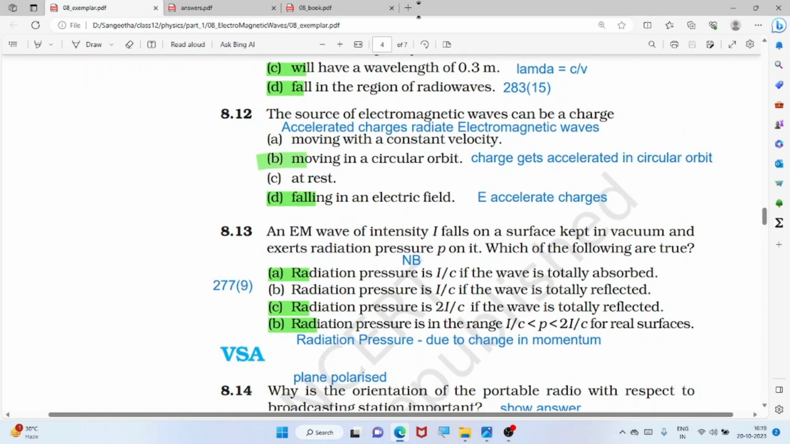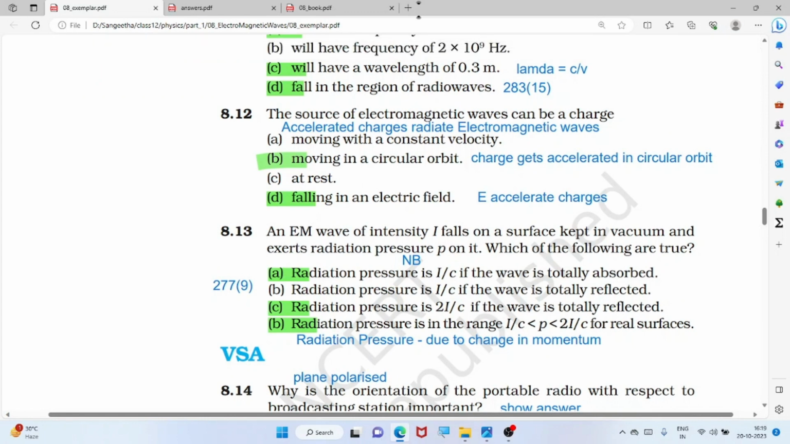The source of electromagnetic waves can be a charge. Accelerated charges actually radiate electromagnetic waves. A charge moving in a circular orbit gets acceleration, and following the electric field, the charge gets accelerated in the electric field.